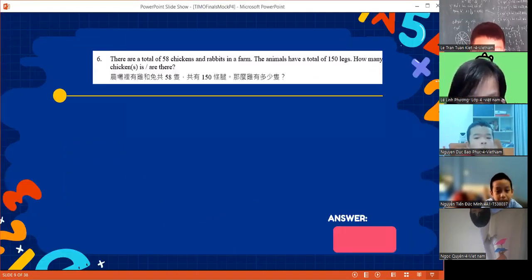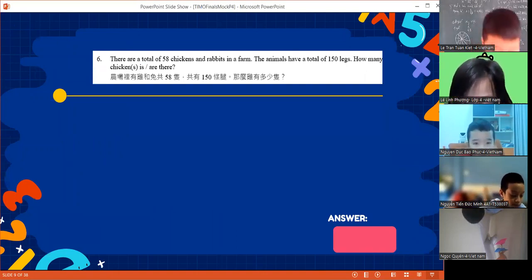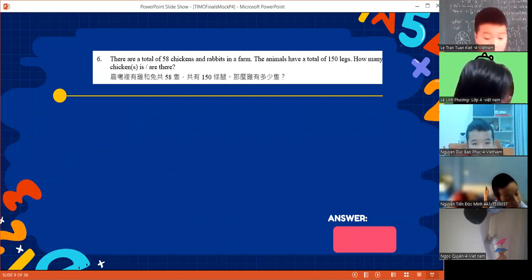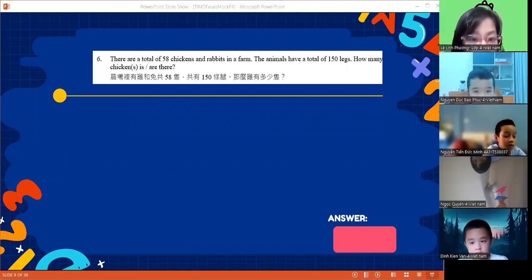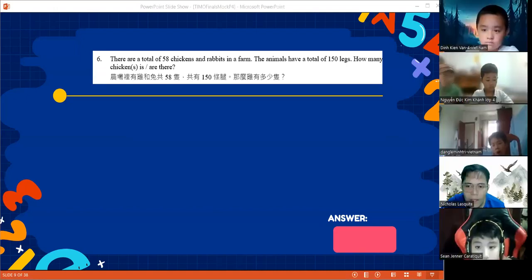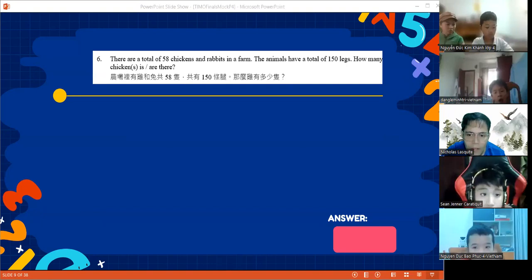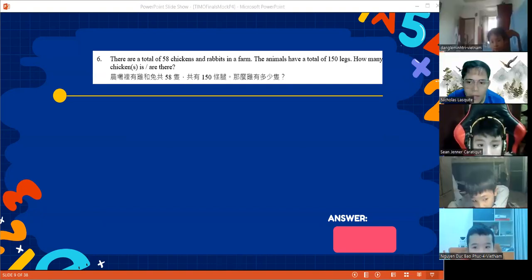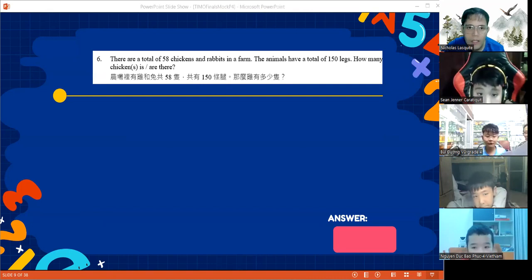This is the chickens and rabbits problem. There's a technique here which is very easy, and there's also a longer method of solving this one. But since we want to answer this very fast, because we are in a competition, I will be discussing the shortcut with you.